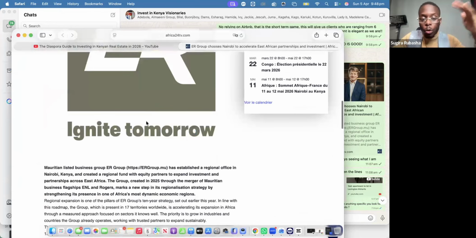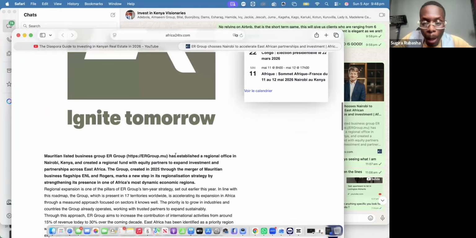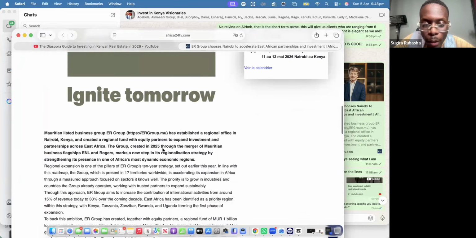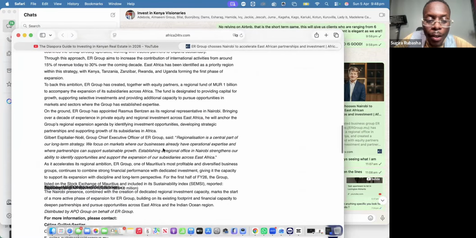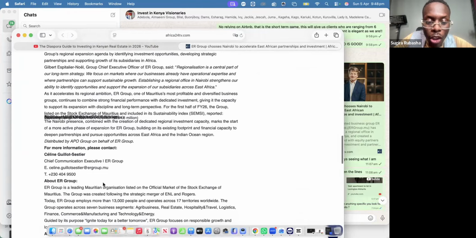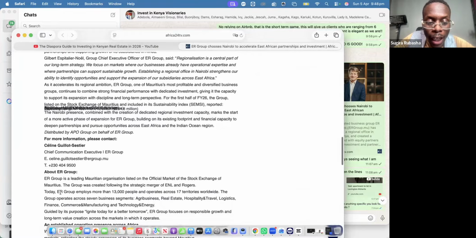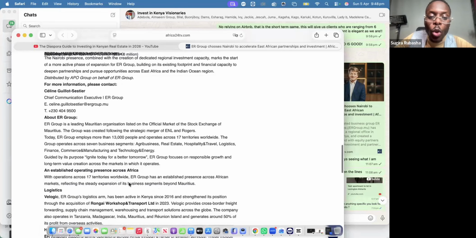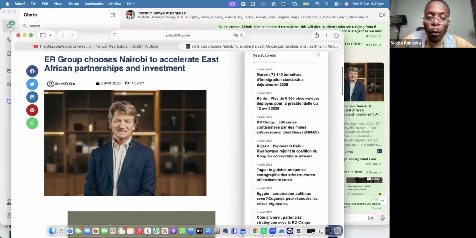Basically, this company has established a regional office in Nairobi, Kenya, and created a regional fund with equity partners to expand investment and partnerships across East Africa. The group was created in 2025, and they just announced that they're from Mauritius. It's a big company. Look, today the Group employs more than 13,000 people. So you know how much money a company makes by how many people they employ. So they're moving their headquarters, their operations, to Nairobi.